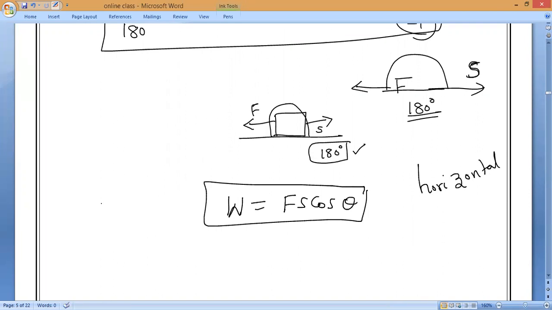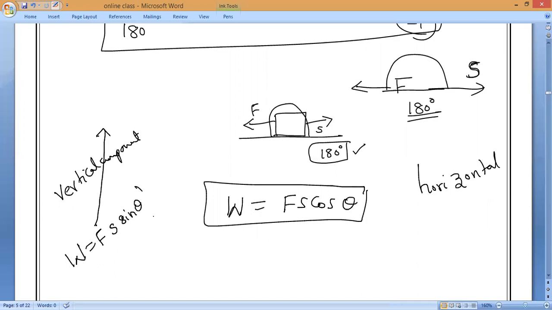Suppose the body is moving in this direction, vertically. If I am applying the force, then the body is displacing like this. Then in this case, it is the vertical component. If the force is applied and the body is displacing, then the work done is equal to Fs sine theta. Remember, Fs sine theta, when it is the vertical component.